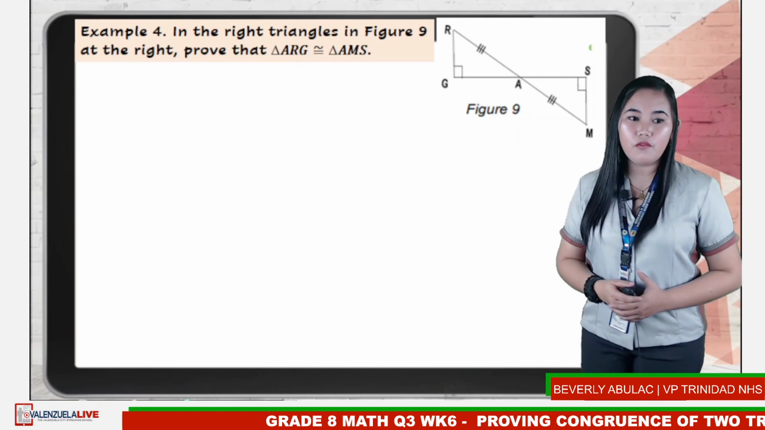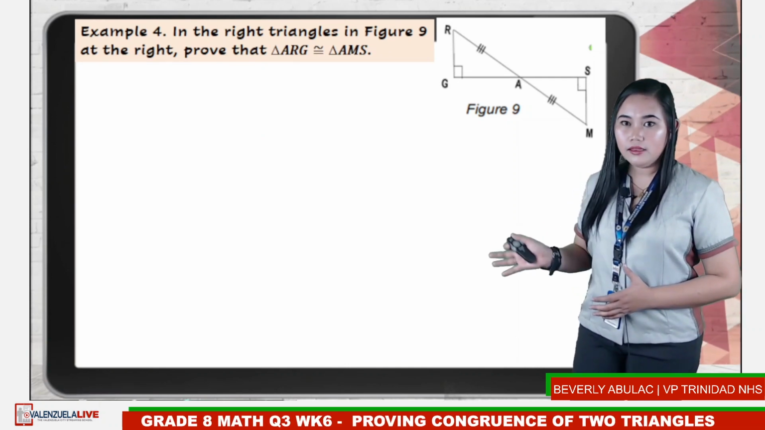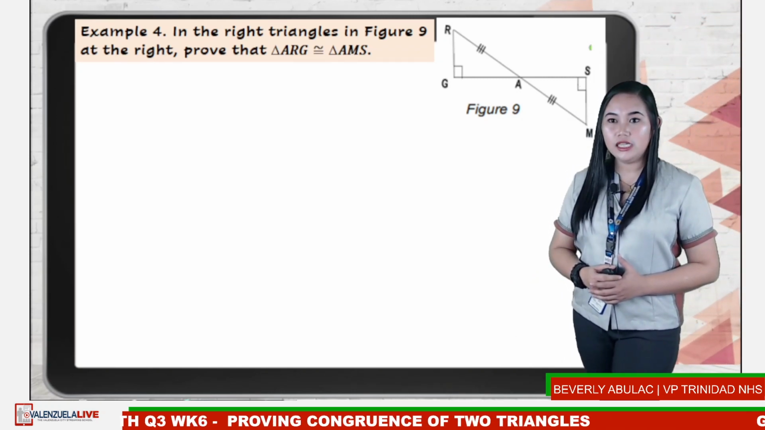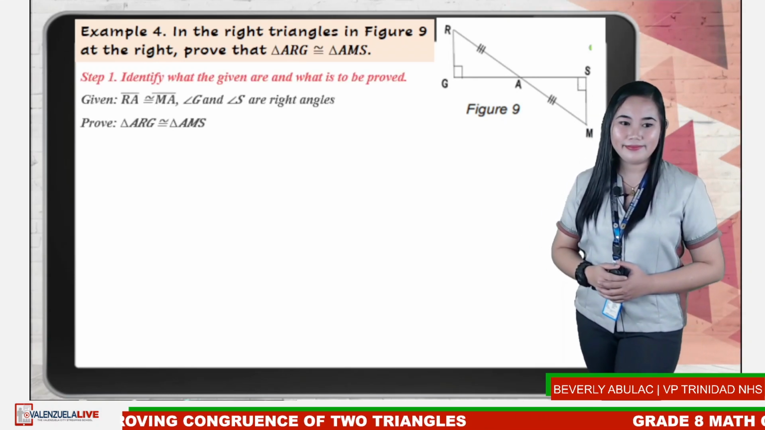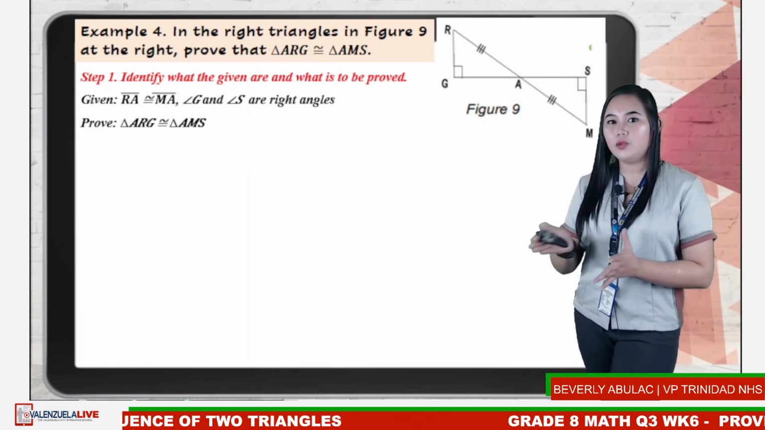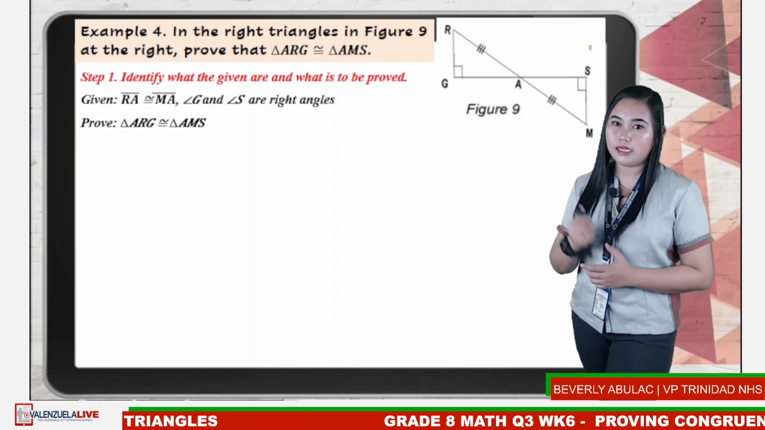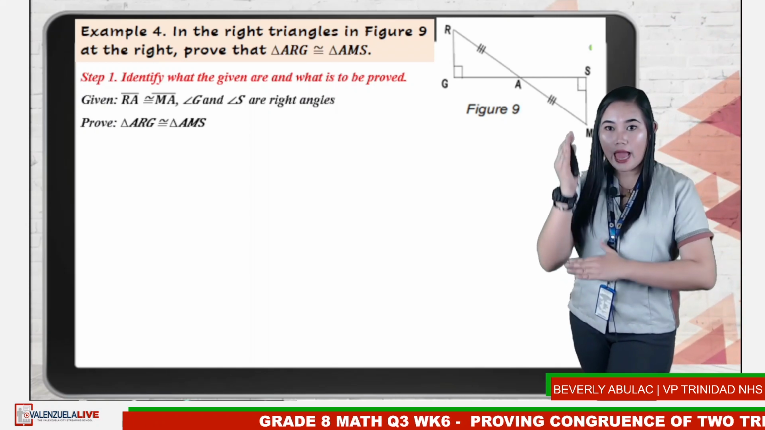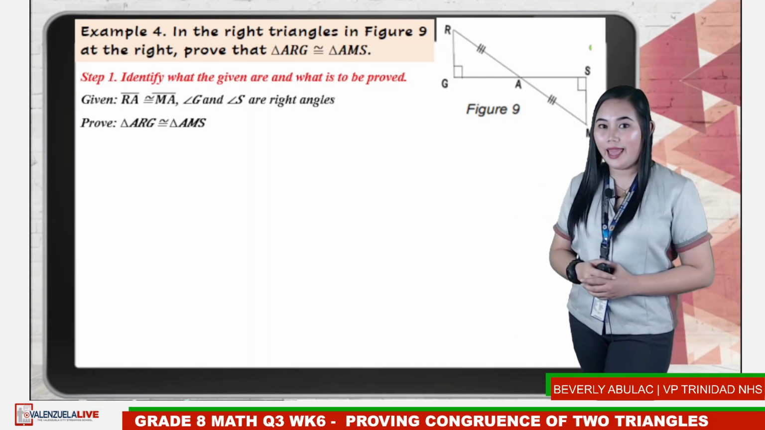So, for example number 4, in the right triangle, in figure 9, as you can see, prove that triangle ARG is congruent to triangle AMS. So for step 1, you have to identify what the given are and what is to be proved. So given the segment RA is congruent to segment MA, angle G and angle S are right angles. So prove that triangle ARG is congruent to triangle AMS.